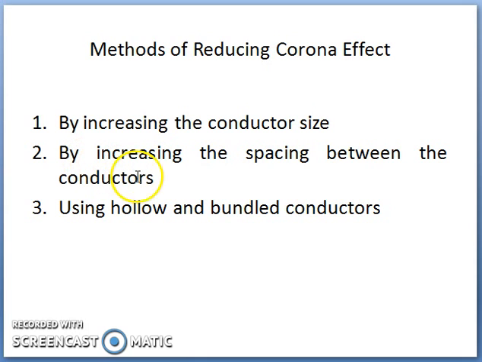Second point is by increasing the spacing between the conductors. The increased spacing increases the voltage level at which corona starts. If we increase the spacing between the conductors, then the voltage at which the corona occurs will increase. Thus, the corona effects can be minimized. But practically, spacing cannot be increased beyond certain limits, as the cost of the supporting structure also increases with increased spacing. Third point is using hollow and bundled conductors. The hollow and the bundled conductors will reduce corona effect.